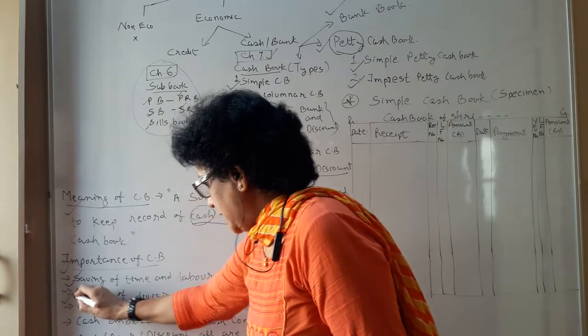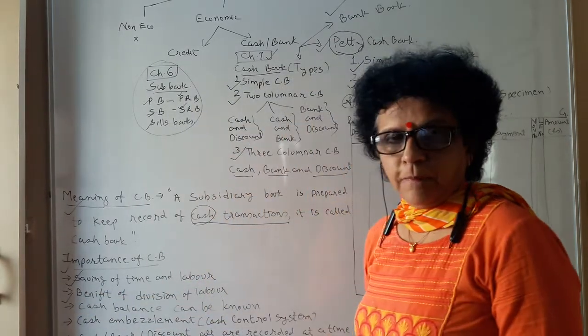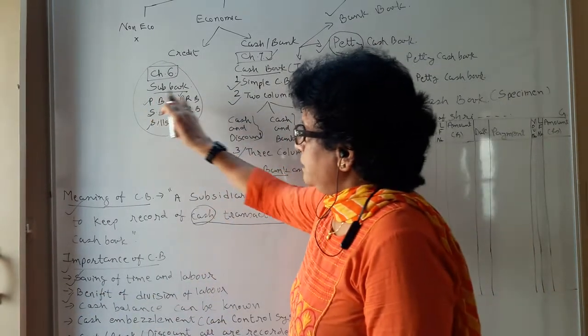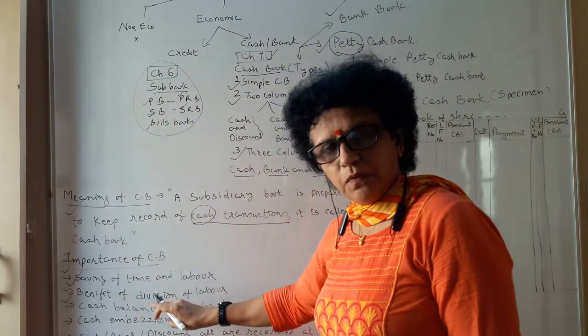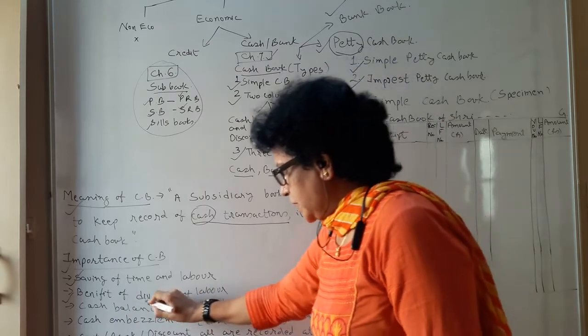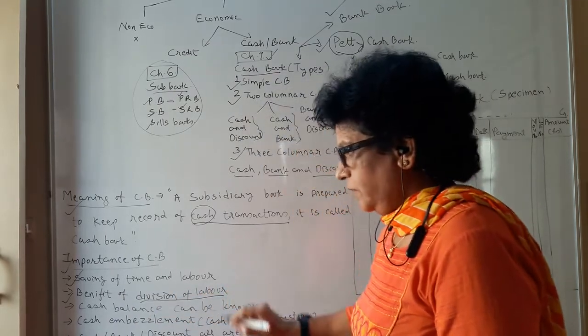Next is the benefit of the division of labor. Here one person is maintaining one subsidiary book. The cash book is also one of the subsidiary books. So you get that benefit of division of labor.